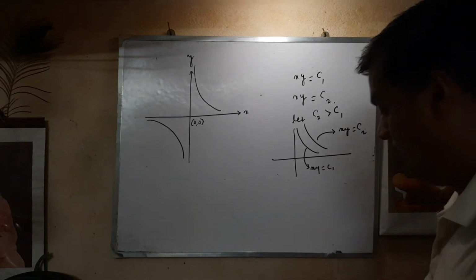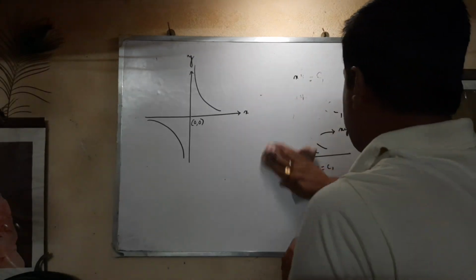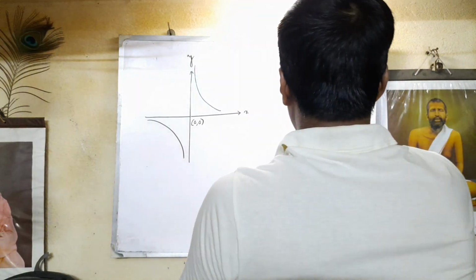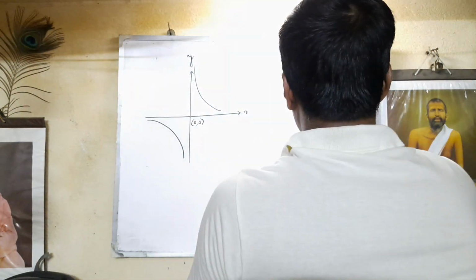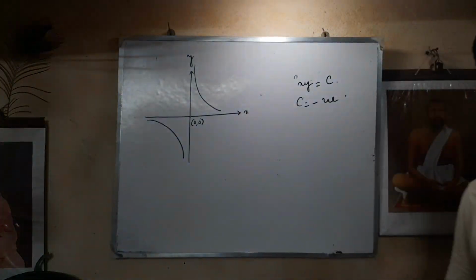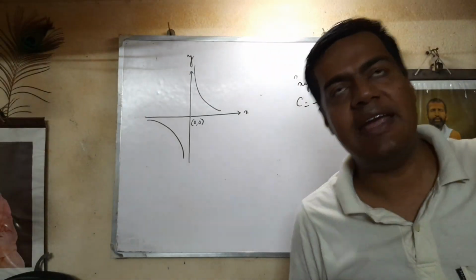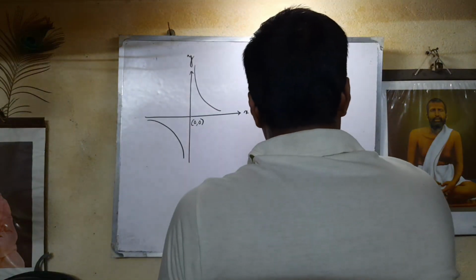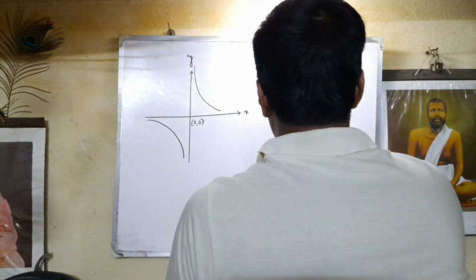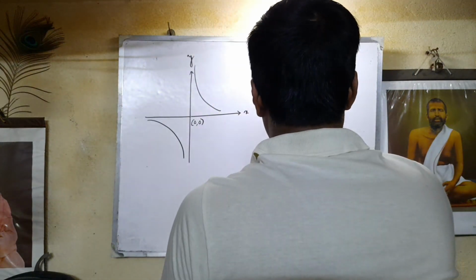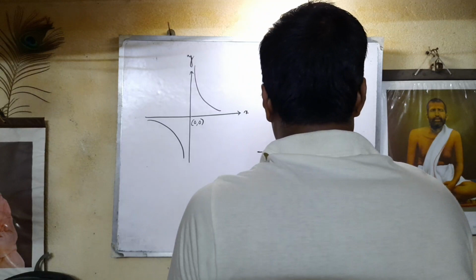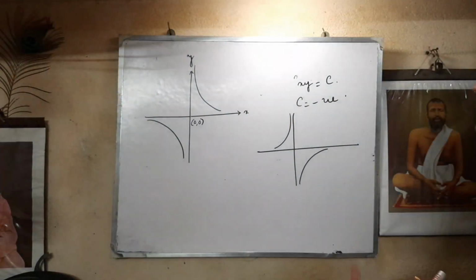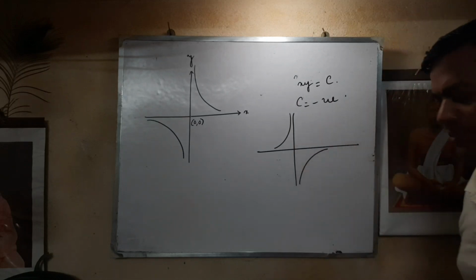Now, there is another important question. Let xy equal to a constant c where c is a negative number. Then how will the rectangular hyperbola look? Okay. So this is for xy equal to c where c is negative.